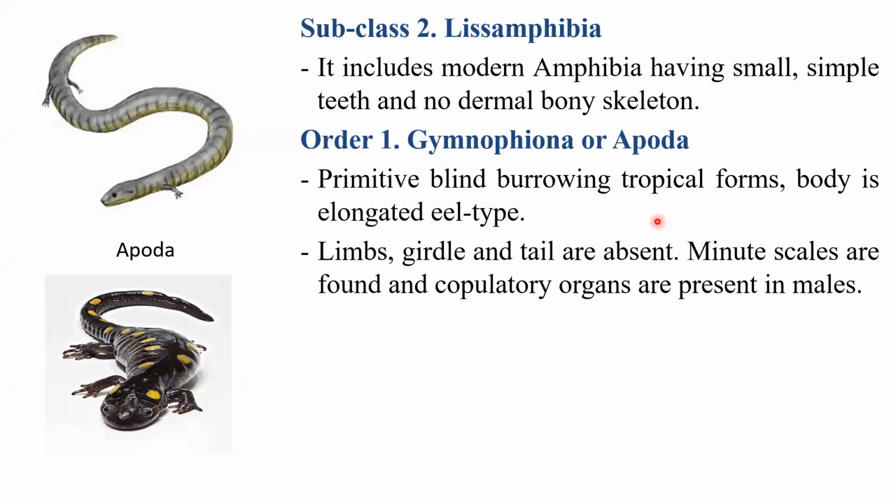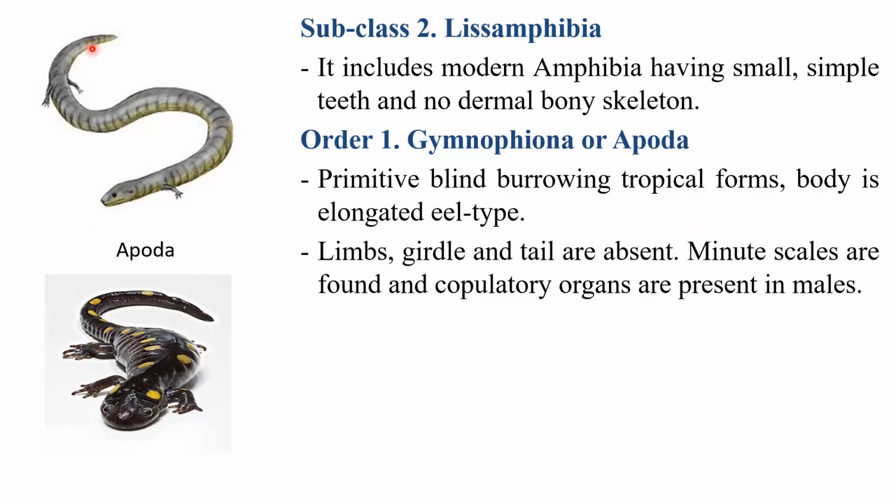Blind means they don't have eyes, and having the burrowing habit means they remain in a burrowed manner. That is, living inside the soil, the process of staying inside the ground, is called burrowing. So they have the burrowing habit, that is tropical forms. The body is elongated and eel-like. If you see the structure of the body, it is eel-like.